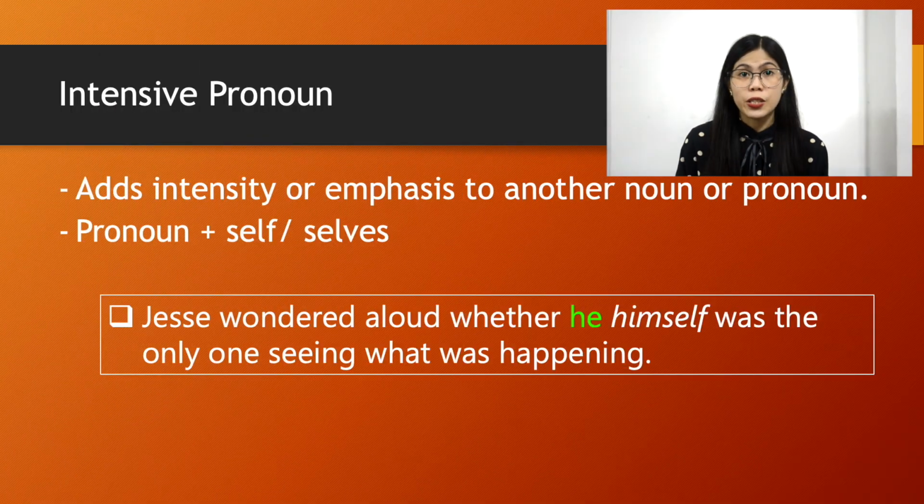When we say intensive pronoun, it only adds intensity or emphasis to another noun or pronoun. Meaning, even if we remove that in the sentence, the meaning of the sentence will not change. So an intensive pronoun can be written following the formula pronoun plus self or selves. So examples we have myself, himself, herself, itself, yourself, themselves, and ourselves.